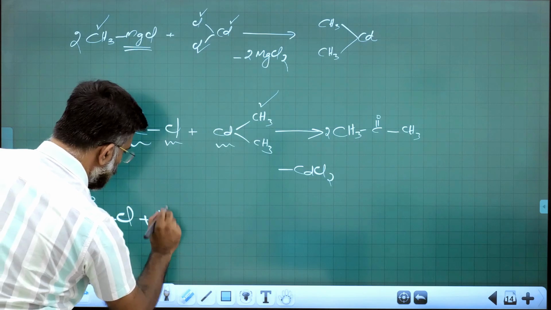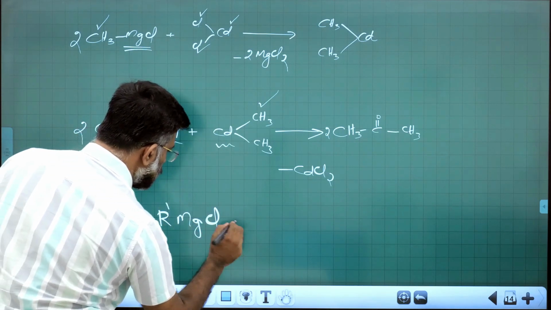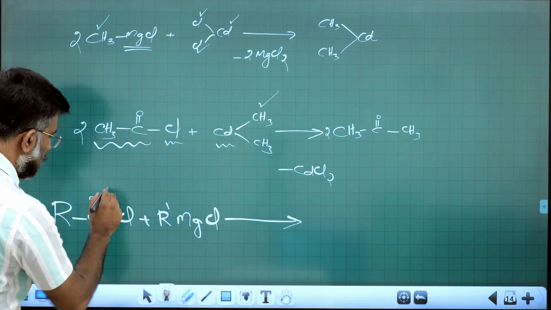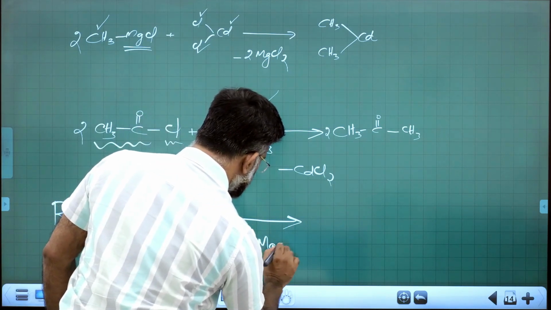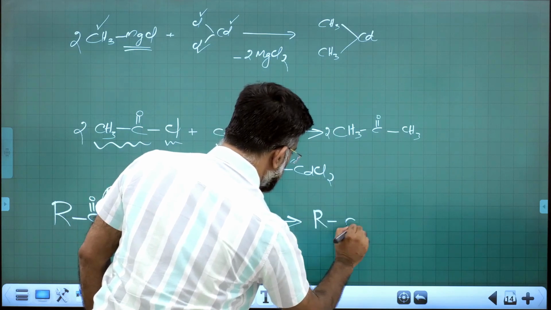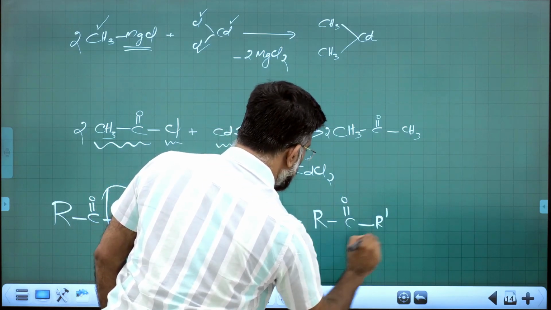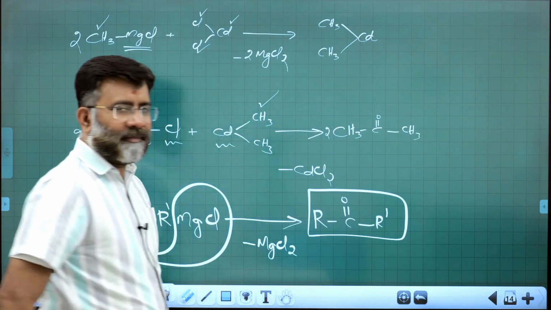RCOCl plus R dash MgCl. Why can't there be a direct reaction? MgCl2 out, and you get RCOR dash. Why can't it be like this?